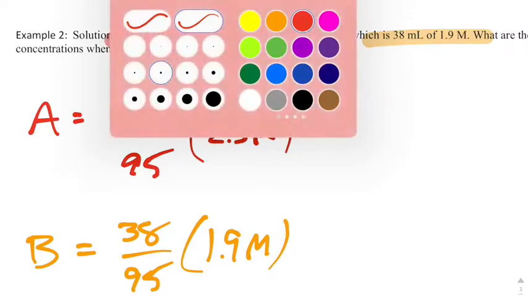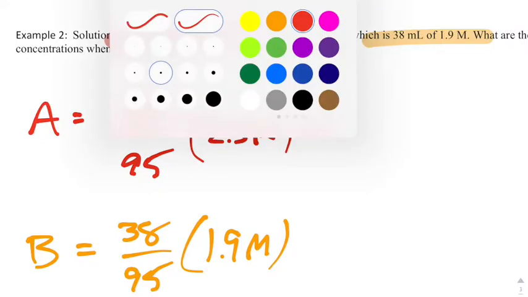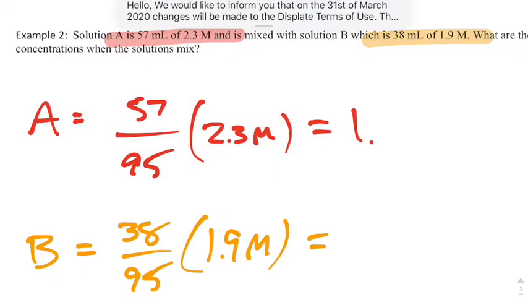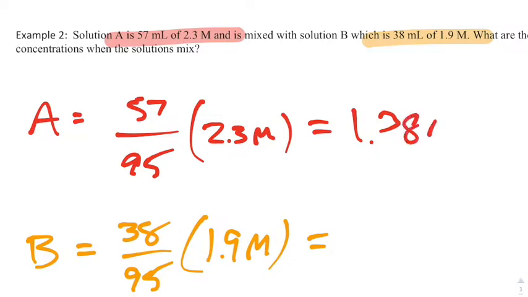So they will again cross-dilute each other and end up with different concentrations. And so the A is going to end up at 1.38 molarity and the B is going to end up at 0.76 molarity. So that's our first step here, making sure that when you add two solutions together, you remember to dilute them before you do anything else.